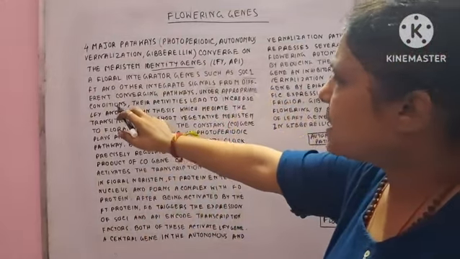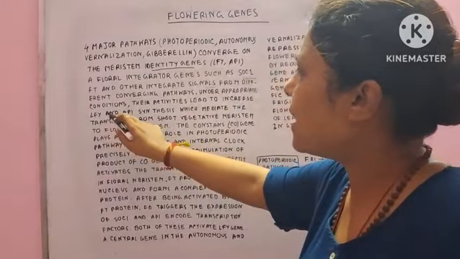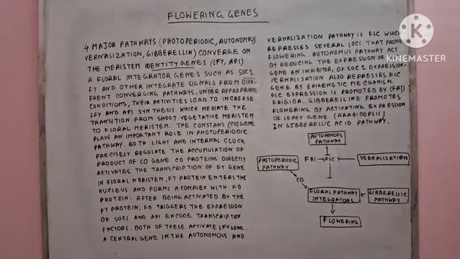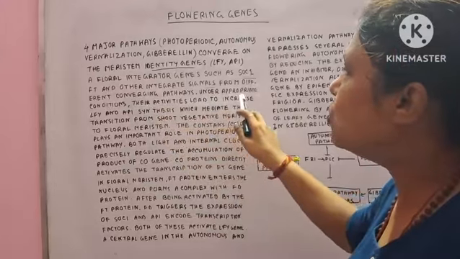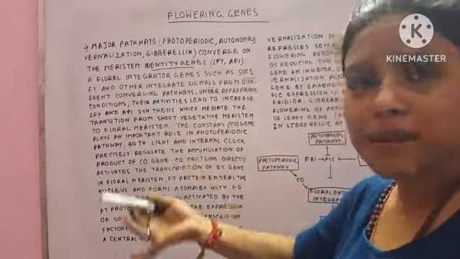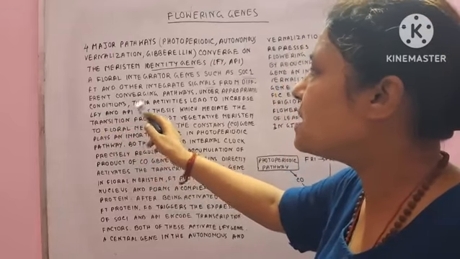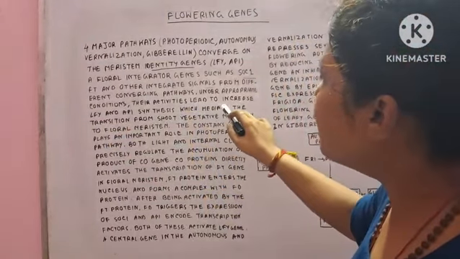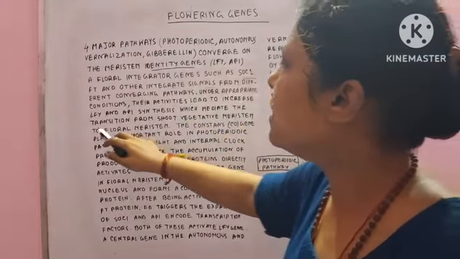Under appropriate conditions, the activities lead to increased LFY and AP1 synthesis. So in some favorable conditions, the synthesis of the LFY and AP1 genes becomes increased. Okay, and that mediates the transition from the shoot vegetative meristem to the floral meristem.